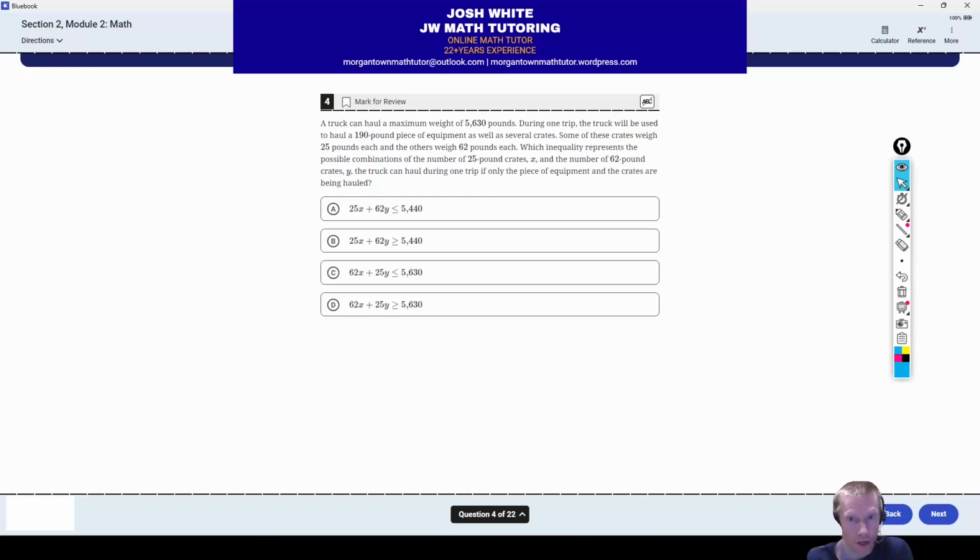Now for question number 4 here, you have a truck which has a maximum weight capacity, and it's going to be hauling equipment in it, including some different size crates. First of all, you have to be careful when you're reading this because the truck has this maximum weight capacity, and it's going to haul this 190-pound piece of equipment. And in addition to that, there are the 2 types of crates. That's where the X and Y come in.